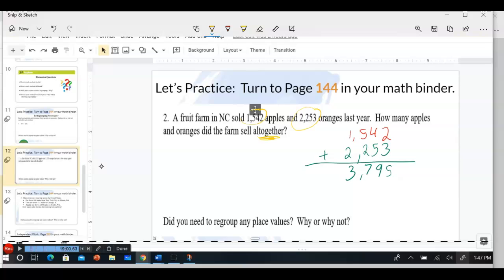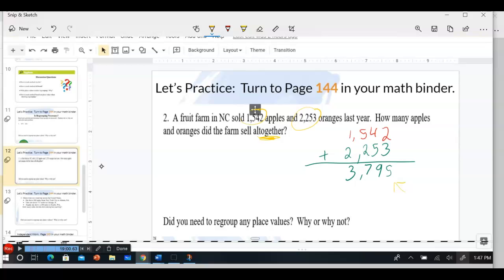I used the standard algorithm for those, and started with the ones place. You always start on the ones place. 2 plus 3, 5. 4 plus 5 is 9. 5 plus 2, 7. And in the thousands place, 1 plus 2 is 3.